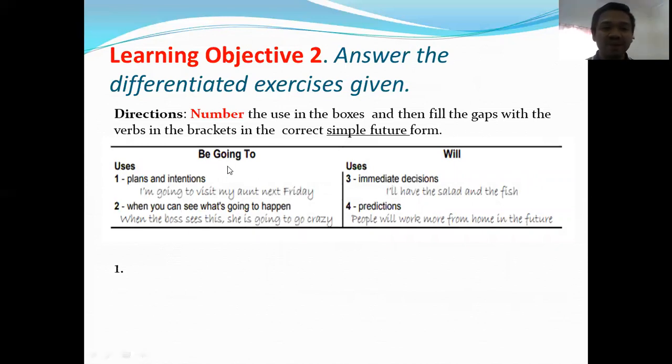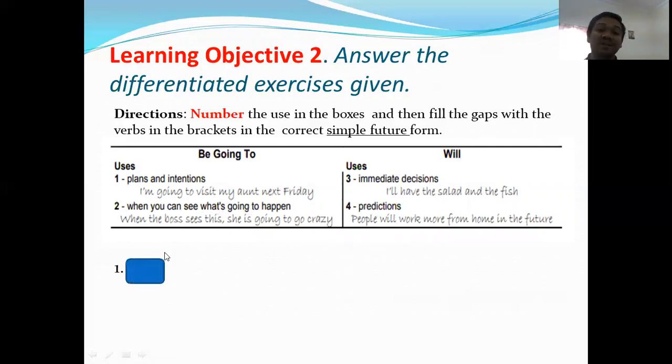See, for example, here I have be going to for you to refresh. Okay. So be going to and will. So uses, plans, and intentions. And then when you can see what's going to happen, this is be going to. Remember, plans and intentions, fixed arrangements, and then when you can see what's going to happen, and there is a concrete, a clear evidence that it is going to happen, is be going to, and then will for immediate decisions. Remember, and then predictions. We will use will for predictions.